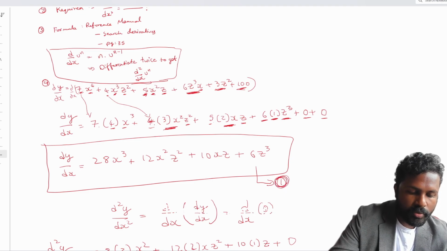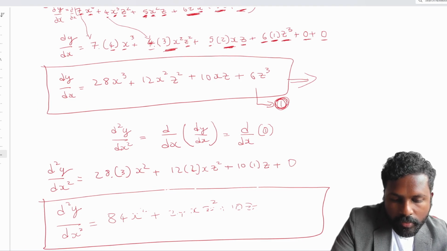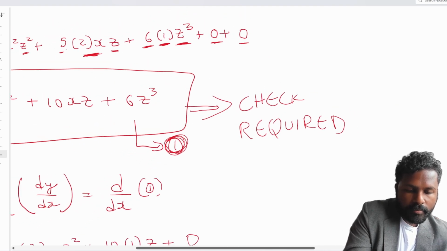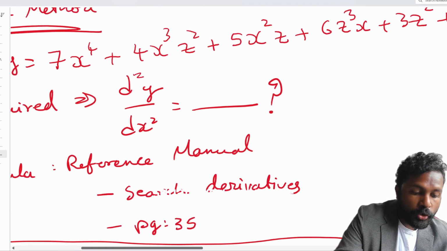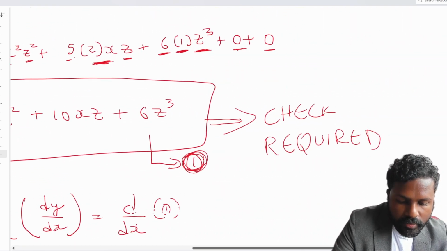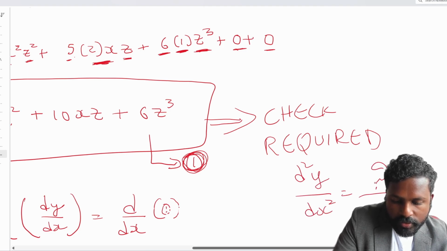Once you get to equation number 1, go and check required one more time, guys. Okay, so if you go check your required, what is required is d square y by dx square. You only solved dy by dx, not d square y by dx square. Okay, so let's write down the required one more time. d square y by dx square is equal to question mark. This we still don't know.